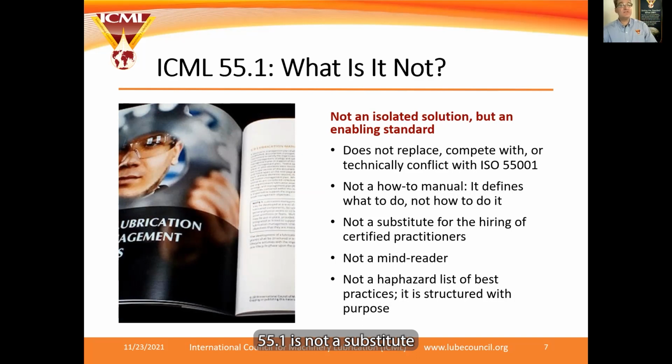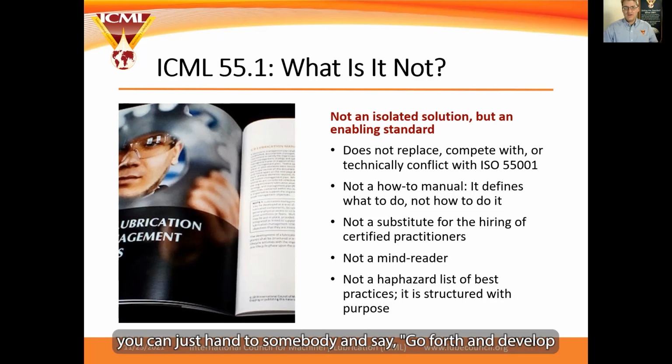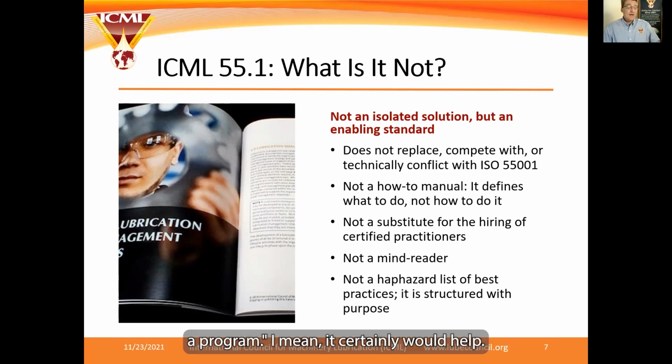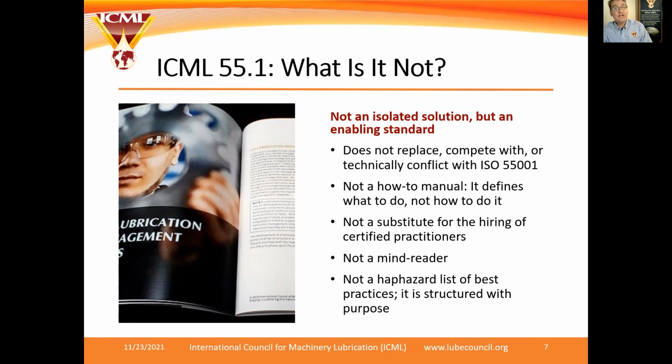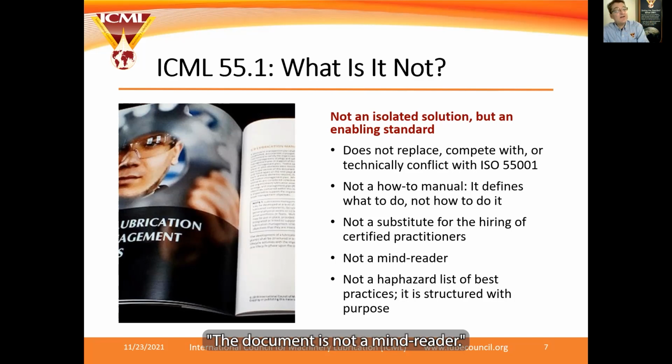55.1 is not a substitute for the hiring of certified practitioners. This is not the kind of document you can just hand to somebody and say, go forth and develop a program. I mean, it certainly would help, but this isn't meant to replace the preference for having certified practitioners on your team that can hit the ground running. The document is not a mind reader.